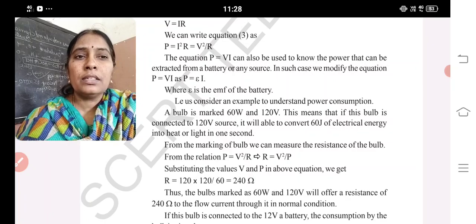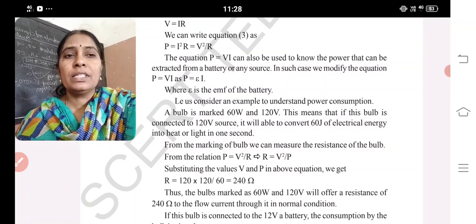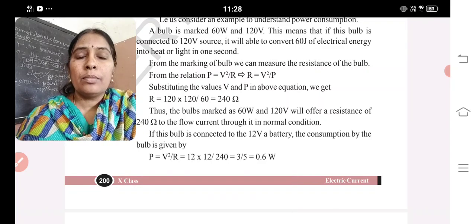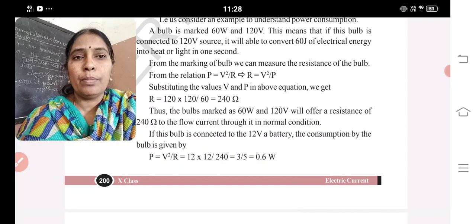Thus, the bulb marked 60 watts, 120 volts will offer a resistance of 240 ohms to the flow of current under normal conditions. The bulb is connected to a 12 volt battery. The power consumption of the bulb is given by P equals V square by R.